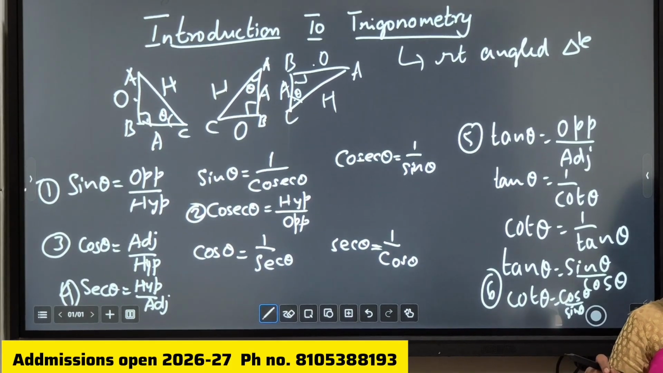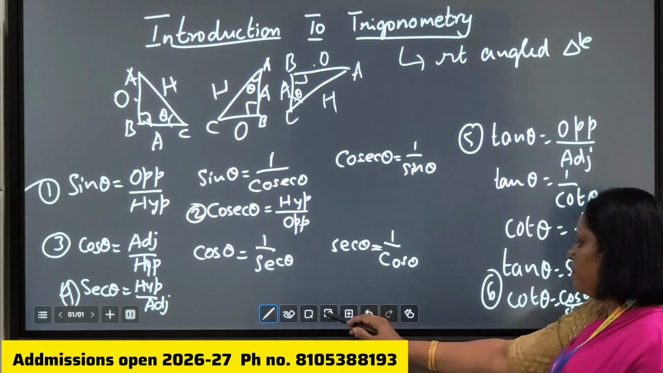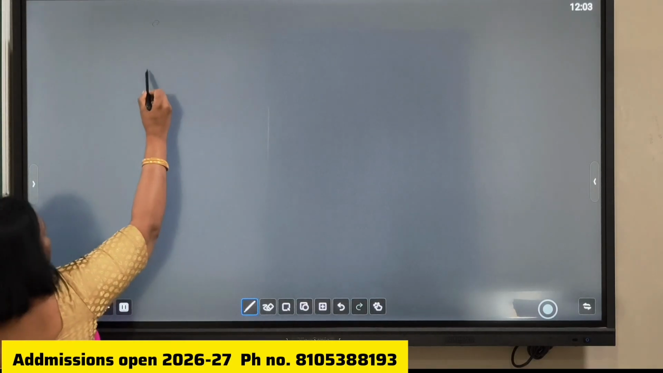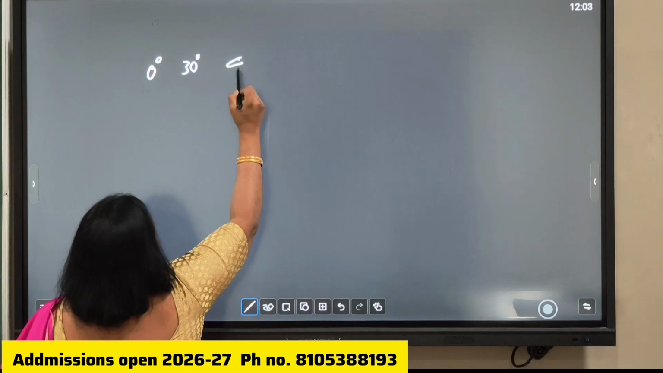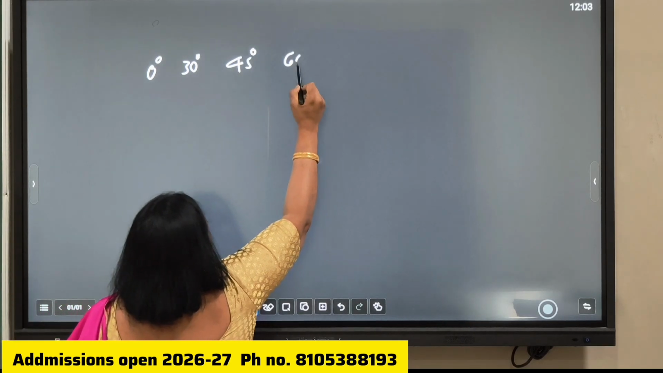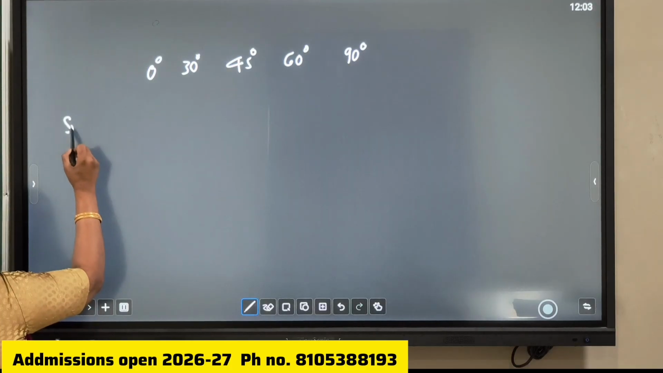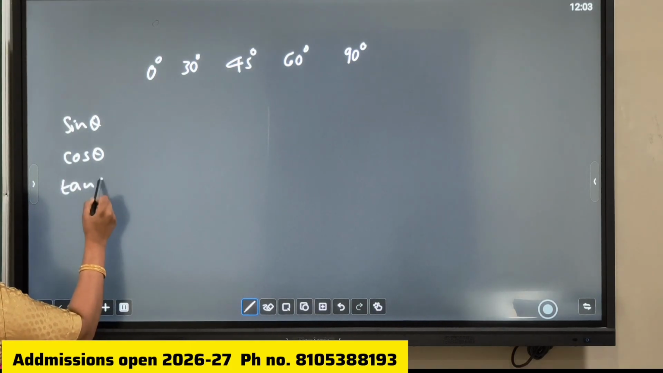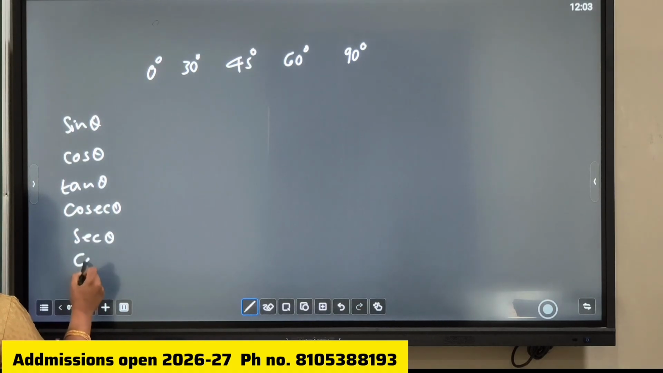Now I will give a simple trick for writing the standard angles. What are the standard angles? 0 degree is a standard angle, 30 degree, 45 degree, 60 and 90 degree are the standard angles. We are taking them for the 6 trigonometrical ratios: sin theta, cos theta, tan theta, cosec theta, secant theta and cot theta. Now there is a simple trick here.